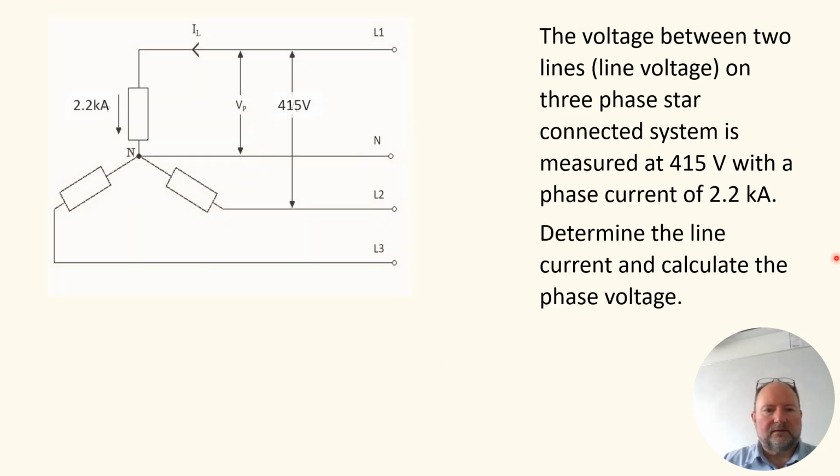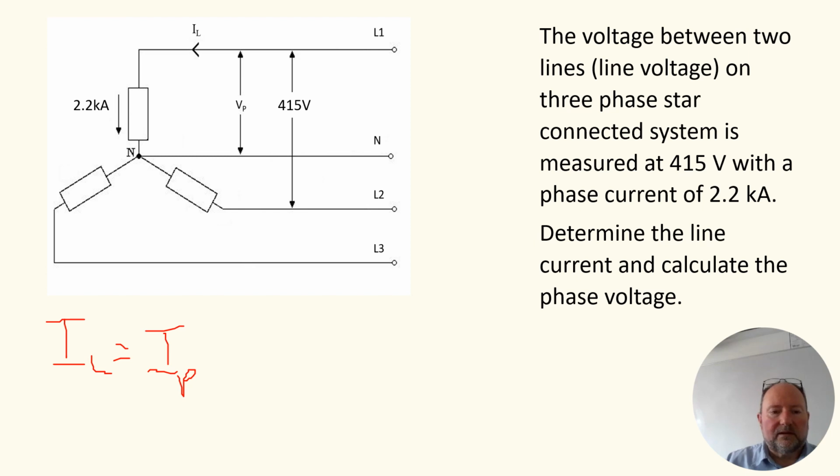So let's put it in a visual form. Here is your line voltage, 415 volts. There is your phase current, what's flowing through each element, 2.2 kA. Shall we do the easy one first? Determining the line current is actually quite easy, because your line current is the same as the phase current. So your answer to this question is 2.2 kA.